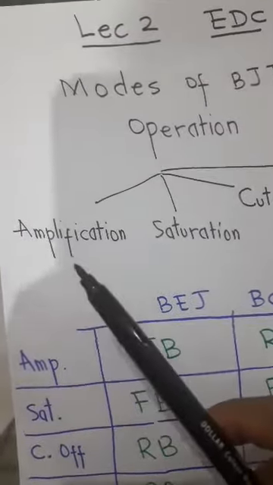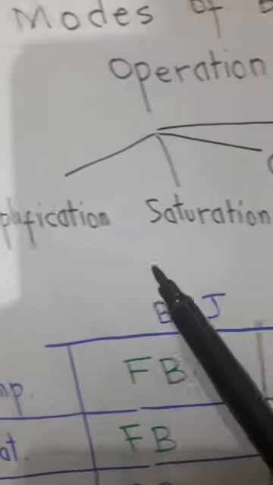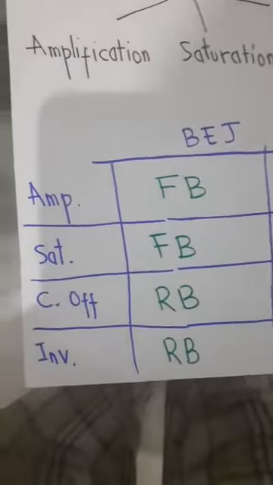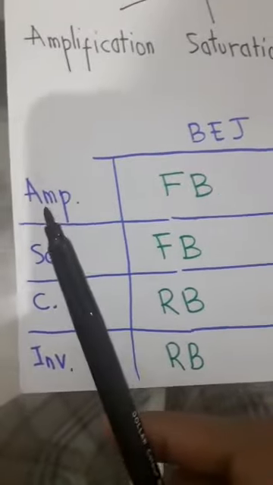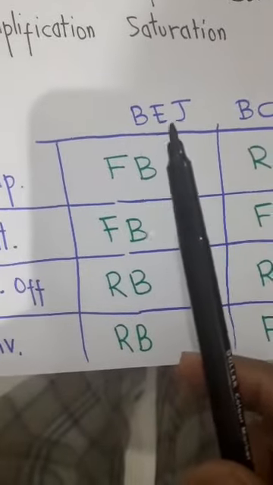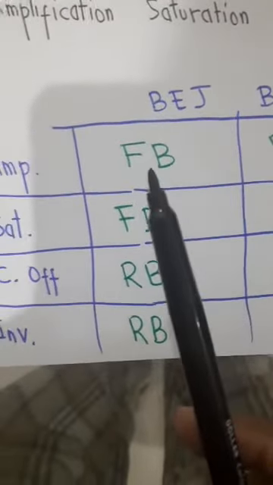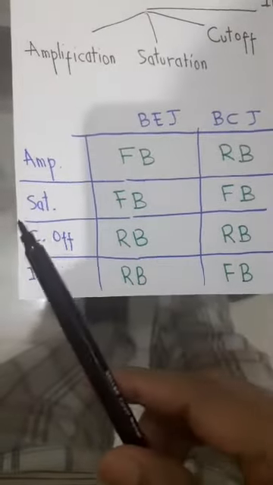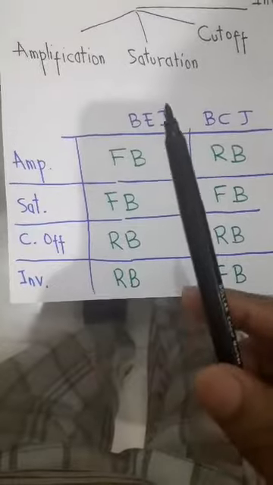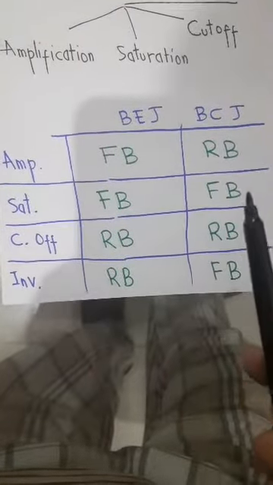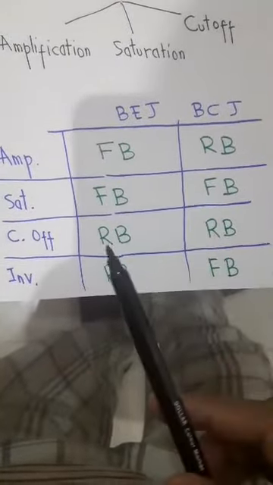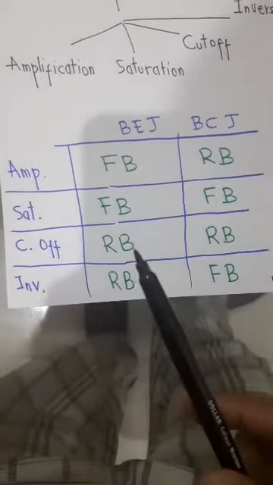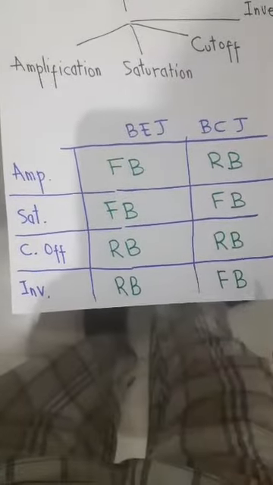BJT has four modes of operation: amplification, saturation, cutoff, and inverse modes. In amplification mode, BEJ, which stands for base emitter junction, is forward biased. The base collector junction is reverse biased. For saturation mode, the base emitter junction is forward biased and the base collector junction is forward biased. Both junctions are forward biased. In cutoff mode, they both are reverse biased. The inverse mode is inverse to the amplification mode.